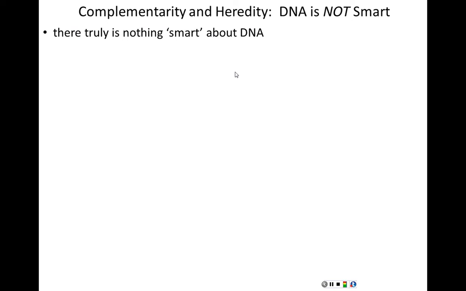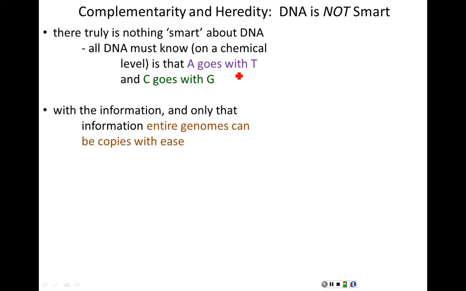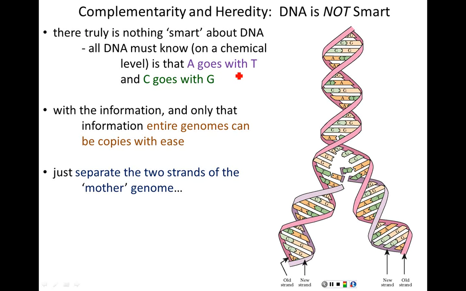So DNA is actually a very, very smart molecule without having any real intelligence or smarts whatsoever. All DNA has to know on the chemical level is that A's base pair with T's and G's base pair with C's. And that's it. You want to copy some DNA? You want to do some DNA replication? No problemo. Just pull those two original strands apart and fill in what's missing.